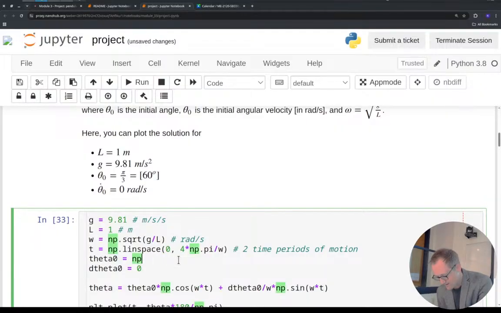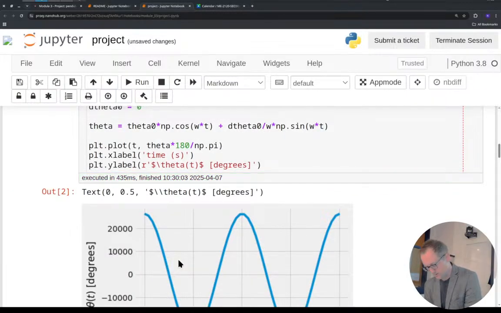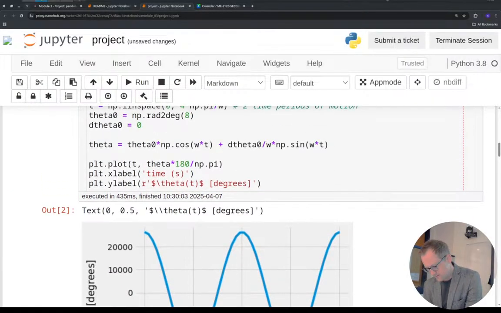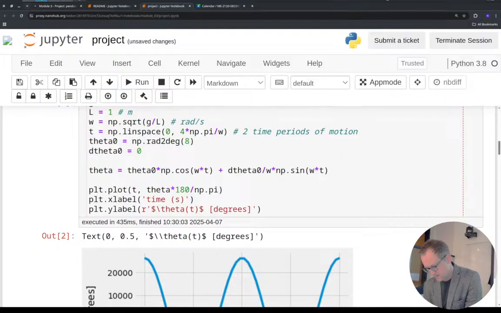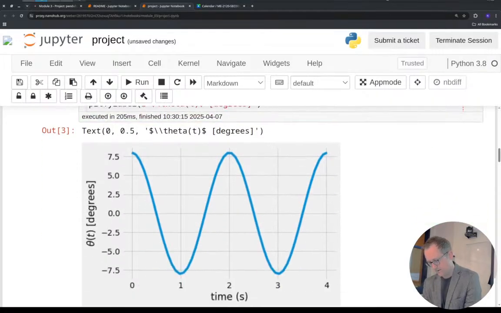All right, so I'll do the rad to deg of 8. I mean, you can also multiply by pi over 180. Oh yeah, deg to rad, right? There we go.